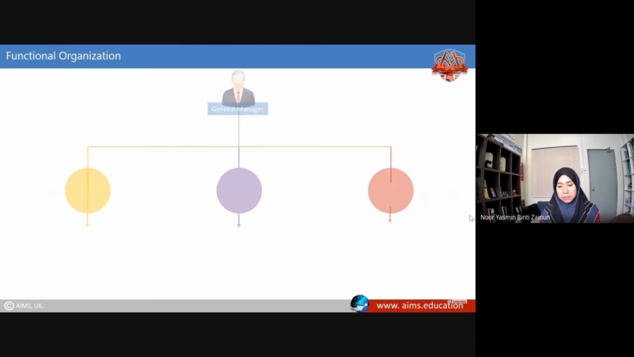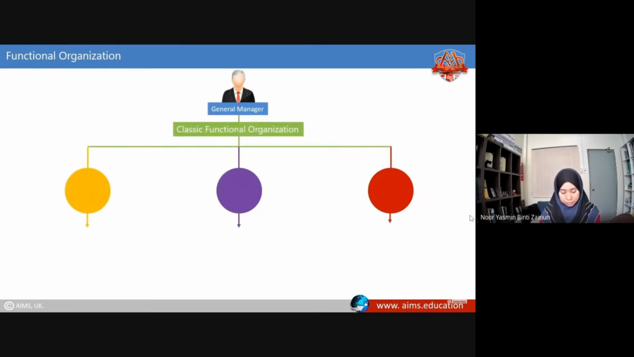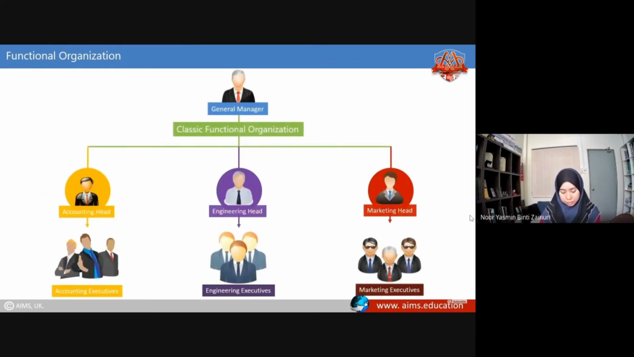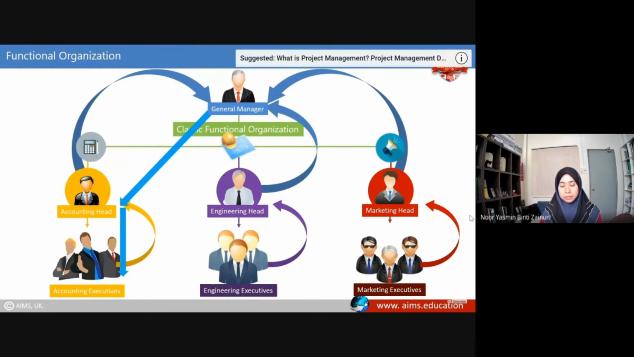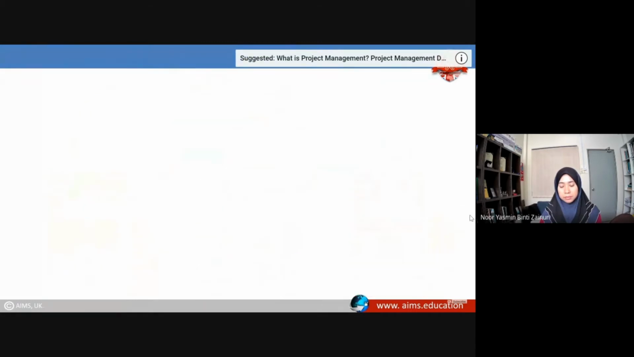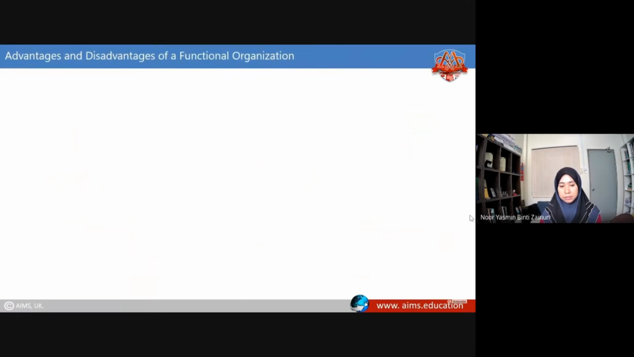The below figure represents a classic functional organization, where each employee has one clear superior. Grouping occurs from top level down to the bottom level, for example, accounting, engineering, or marketing. Project work of each group is performed independently from other groups. Now, let us see the advantages and disadvantages of a functional organization.